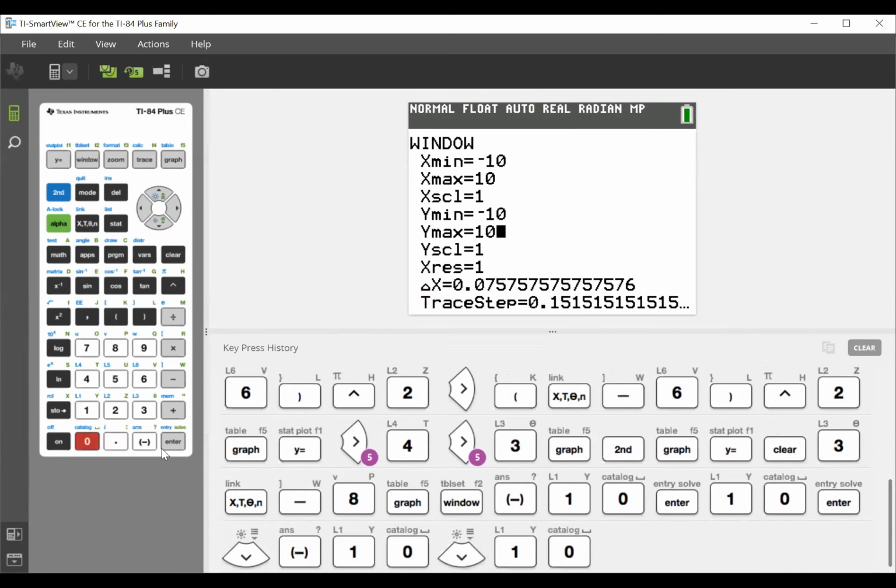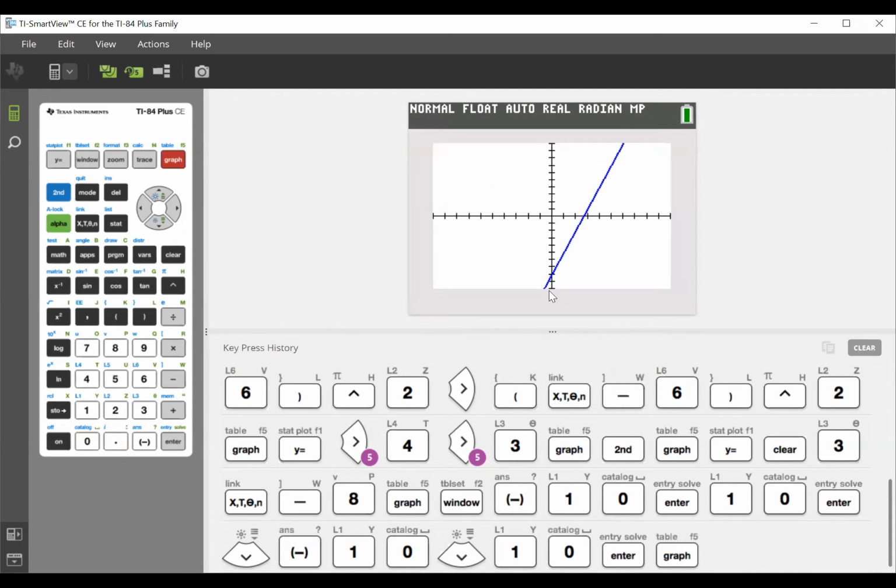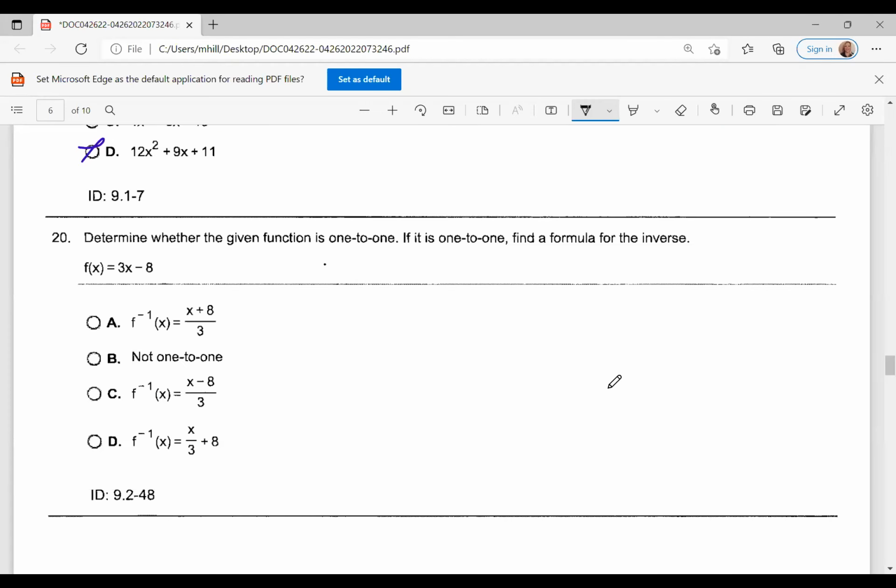Right now it's pretty distorted because I had my y-axis from -240 to +240. So here's what my graph looks like. If I draw a horizontal line through here anywhere, it's only going to hit it one time. So it is 1-to-1, and if it's 1-to-1, we are able to find an inverse. Okay, so the steps to find an inverse.